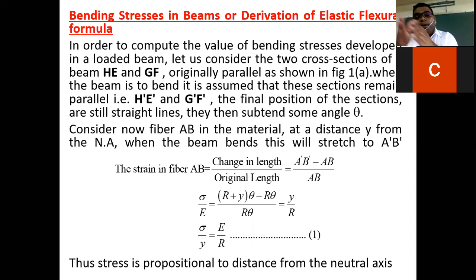Change in length upon original length. Okay, great. So this is the formula of strain. So we are going to find the strain in the fiber AB. So this is the strain in the fiber AB.